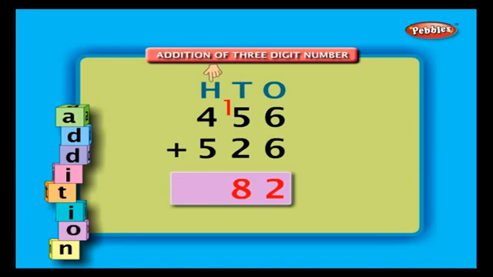Now add the hundreds column. 4 hundreds plus 5 hundreds is equal to 9 hundreds. Write 9 below the hundreds column. So adding 456 and 526, we get 982.